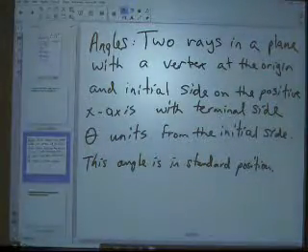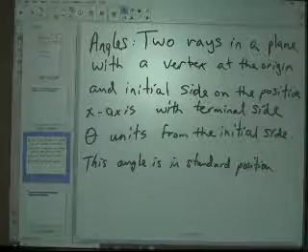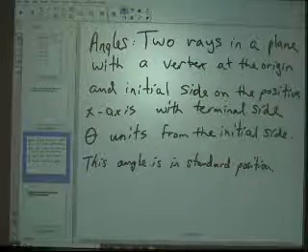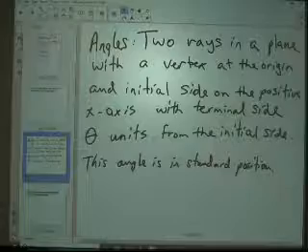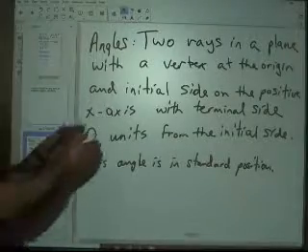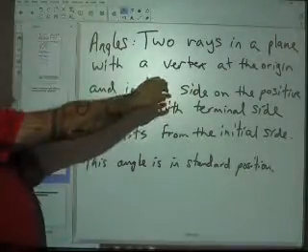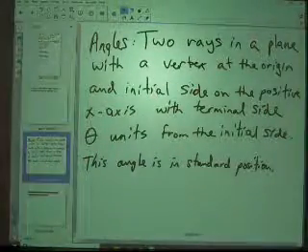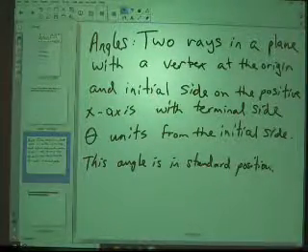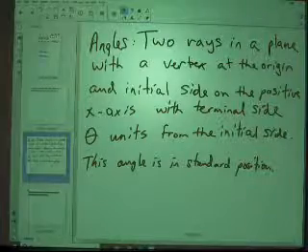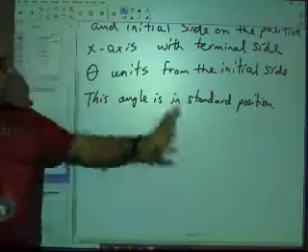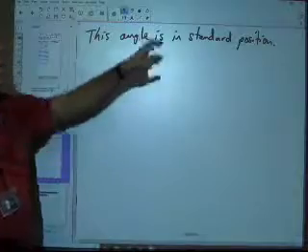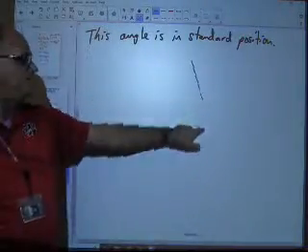Are there any words within this definition that you're saying, I don't know what that is? Standard position. Well, the descriptor is we're going to start with the initial side on the positive x-axis, and then the terminal side is theta units from that. And so standard position means we always start in the same way. So let's start drawing out what some of these words are to try to help us out just a little bit.